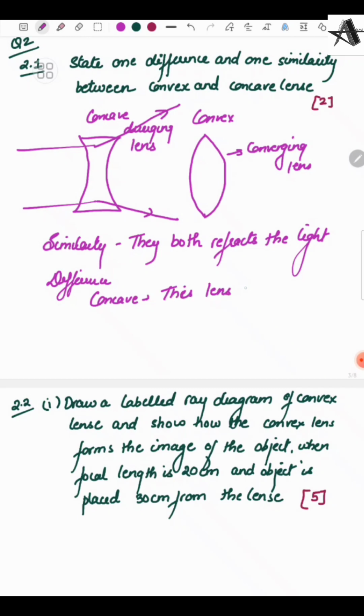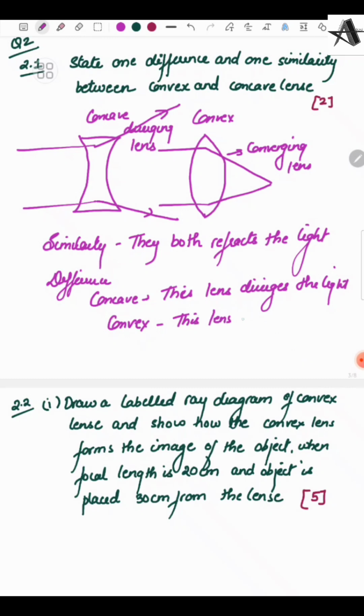Whereas if I talk about the convex lens, because it's also called a converging lens, I can say that it converges the light. So when light enters, light converges at one point, so that means the rays are coming closer. Whereas in a diverging lens or concave lens, it basically diverges the light. So here I can say that the concave lens diverges the light, whereas the convex lens converges the light. Moving on to the next question.